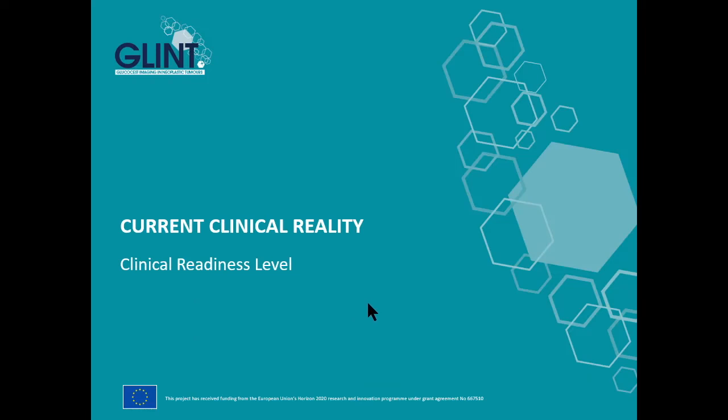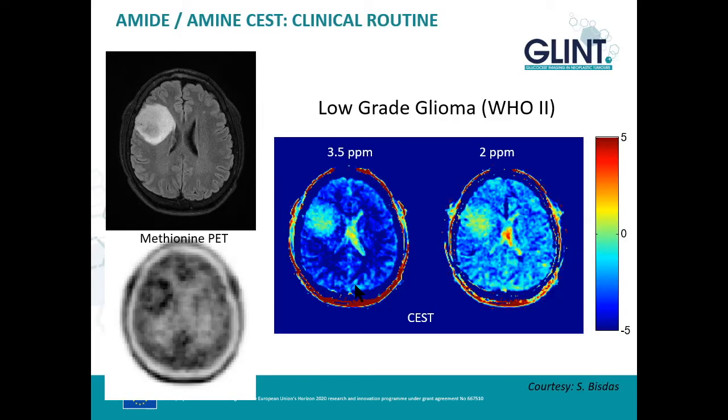So let's move to the clinical reality, or talk about the clinical readiness level. You know, you have this TRL, this is a CRL. Are we there? Well, in our hospital, and this is a slide from one of our neuroradiologists, Dr. Bistas, CEST is used on pretty much every patient with glioma. Here you just have a comparison with methionine PET. You can see that if you use 2 different irradiations at 2 different frequencies, at 3.5 ppm you have the amide-based signal, and at 2 ppm you have the amine signal.